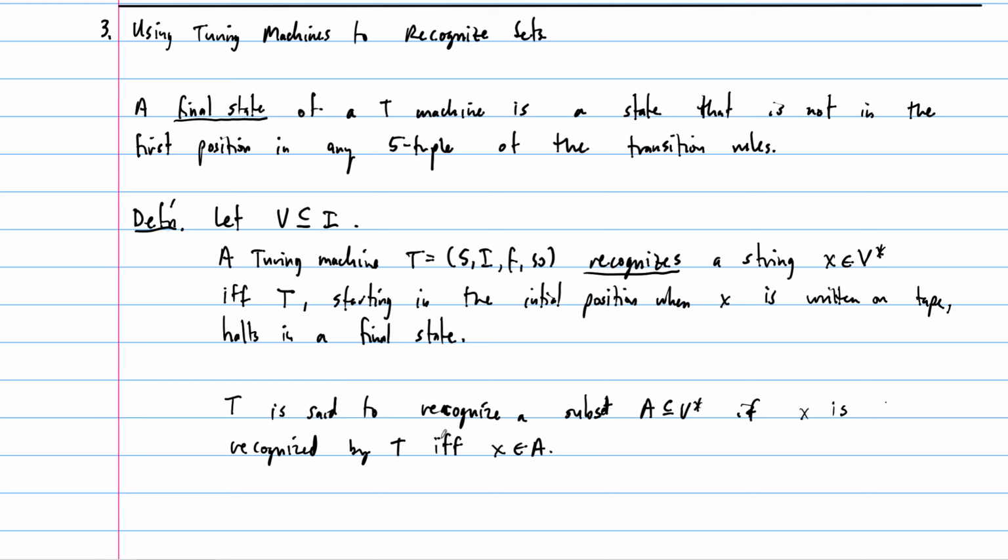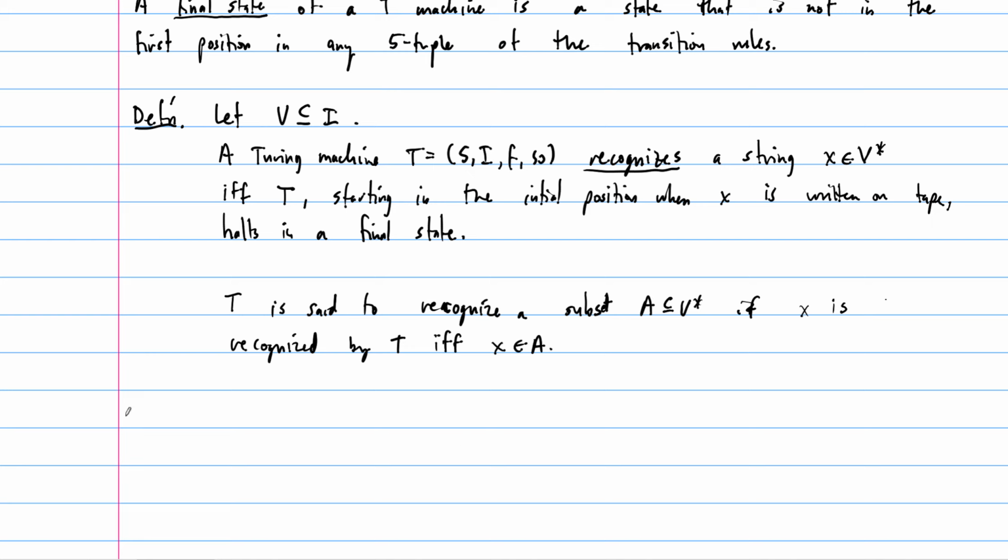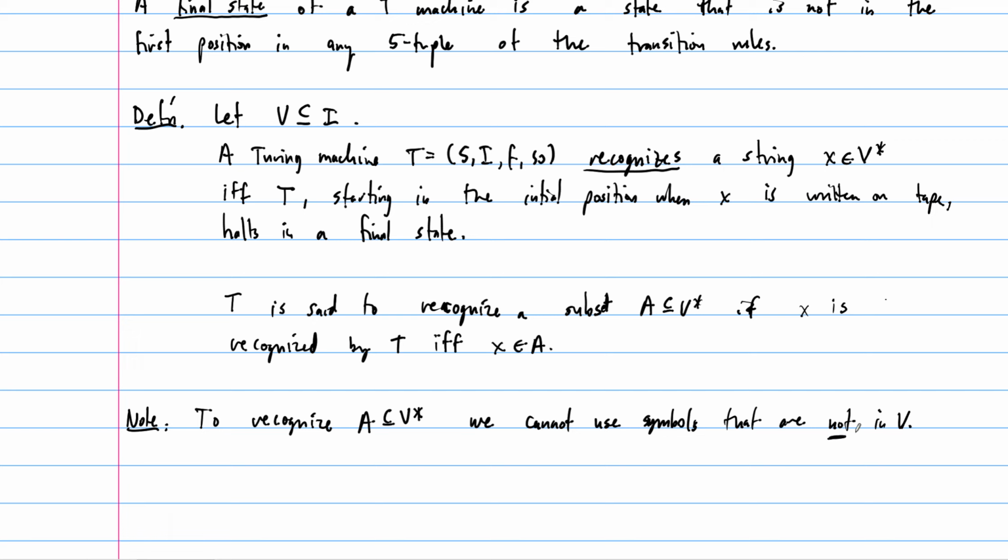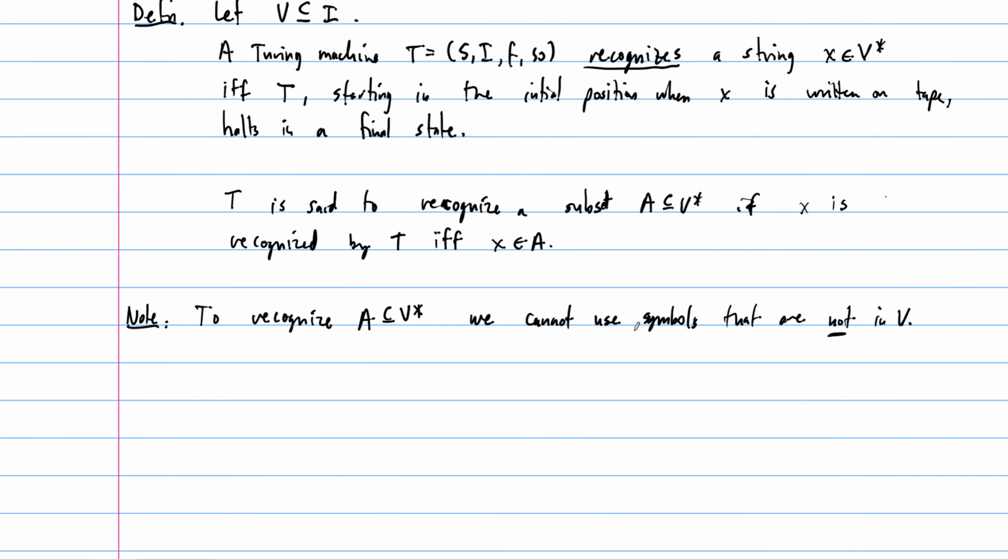So what does this mean then? As a note here, to recognize this subset A in V star, we cannot use symbols that are not in V. Right? We cannot use symbols that are not in V. This is pretty important, and we'll see this later on, maybe in the next lecture especially, as we look through more examples of these Turing machines.